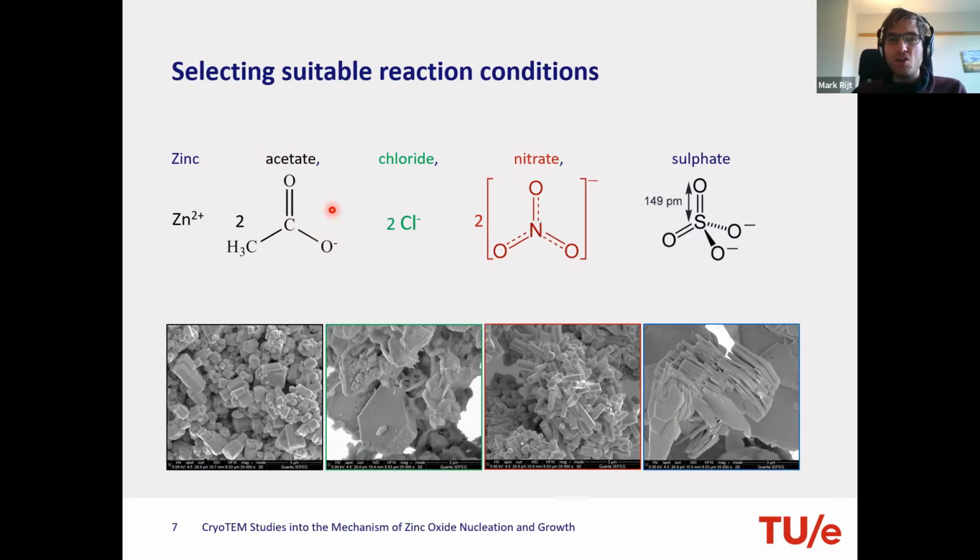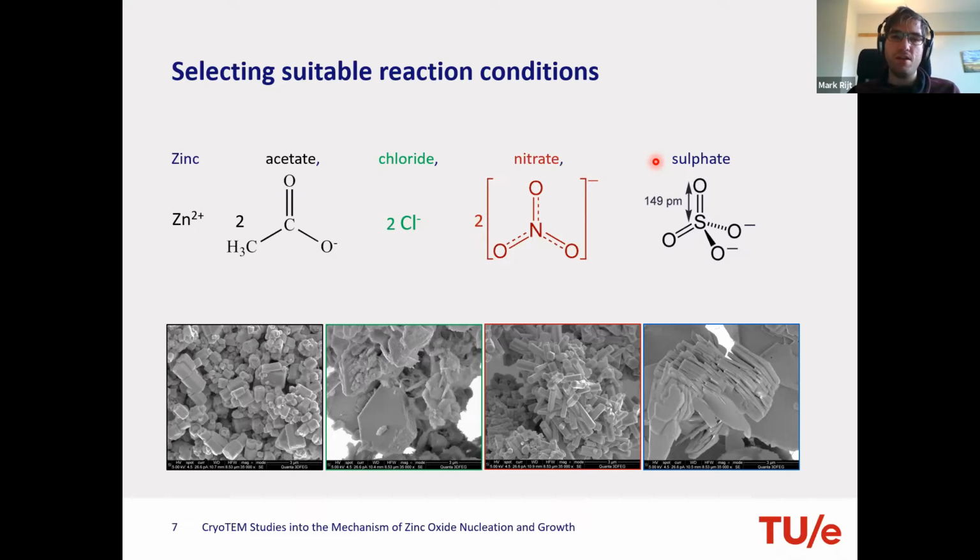Then, when you select a zinc salt, there can of course be many of them. Some of the most common ones used to make zinc oxide are zinc acetate, zinc chloride, zinc nitrate, and zinc sulfate. Before doing all this Cryo-TEM work, we took one step back and decided to look first at what products you get, because Cryo-TEM is quite time consuming and tricky to perform.